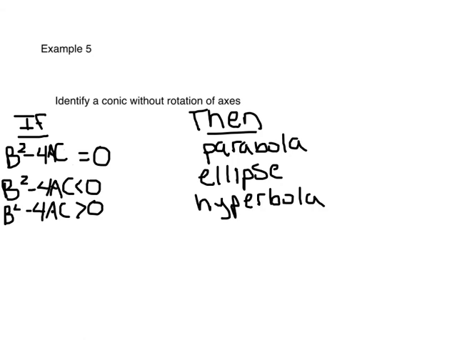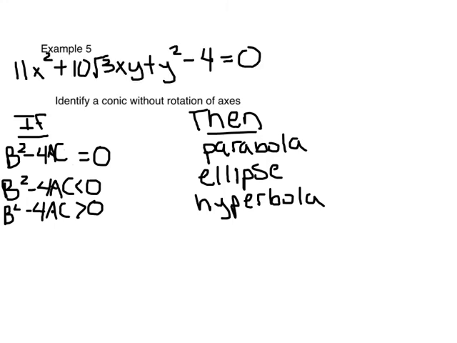In example 5, we learn how to identify a conic without having to rotate the axis. We can do this from a non-degenerate equation with this formula. The times that we would use this formula are if our non-degenerate equation has a radical in it, like example 5. When there's a radical, we need to use this equation, and that is b squared minus 4ac. If it equals 0, it's a parabola. If it's less than 0, it's an ellipse. And if it's greater than 0, it's a hyperbola.